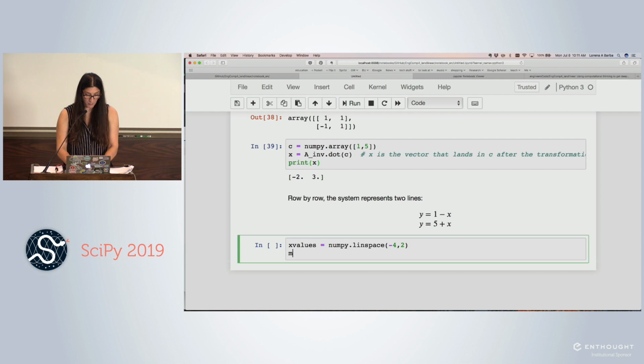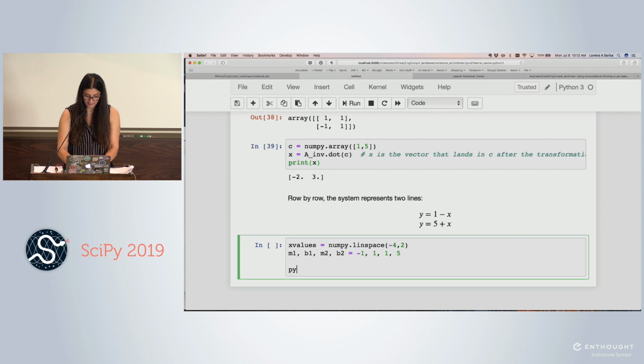So m1, b1, that's the first line, the first row, and m2, b2 is the second one. So we have those values from here. What is m1? The slope is -1, the thing that multiplies x. The y-intercept is 1. The slope of the second equation is 1, and the y-intercept of the second equation is 5. So we're defining here the y-intercept and slope of these two lines, and we're going to plot them.